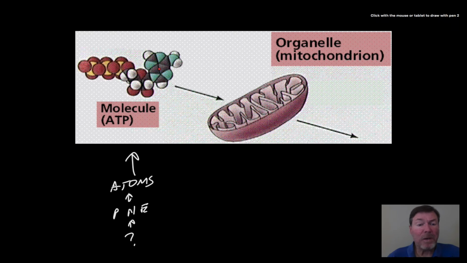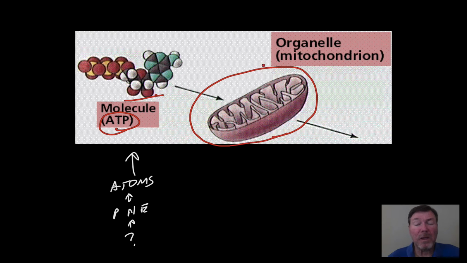Then we take these molecules, and this is adenosine triphosphate. It says right there. This is adenosine triphosphate, which is a molecule that cells use for energy. It's produced in this organelle, the mitochondria. The mitochondria is the organelle that produces the ATP from sugar. But it's also made of a lot of other molecules.